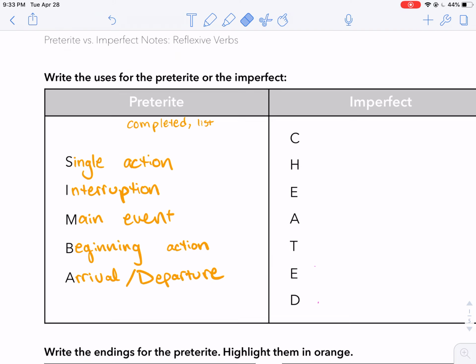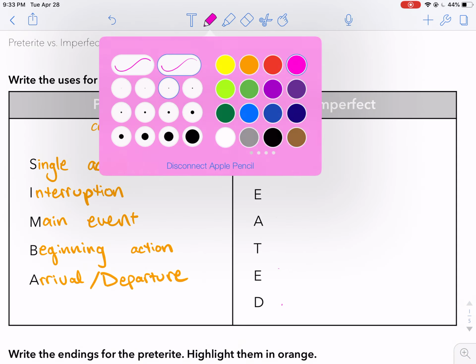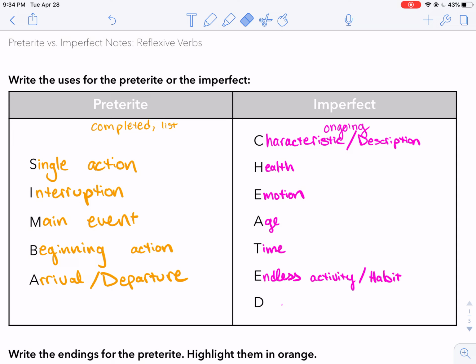We use the imperfect. We use cheated to help us remember imperfect, and generally imperfect is for ongoing or habitual actions, things without a clear ending. So let's start out by talking about characteristics and descriptions. And then H is for health. For emotion, you use the imperfect to talk about someone's age, what time it was, most commonly for an endless activity or something they did habitually, and also to say what the date was.